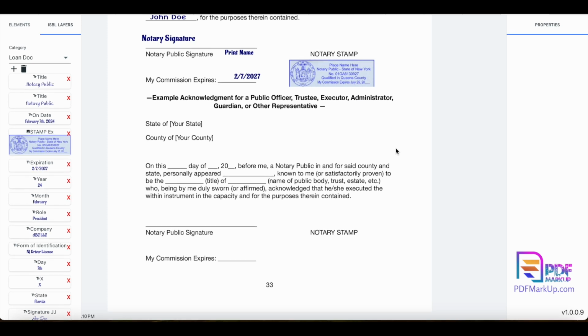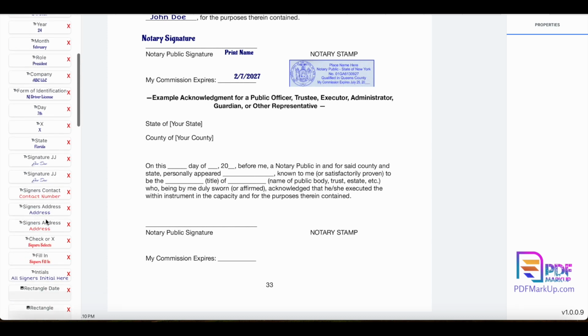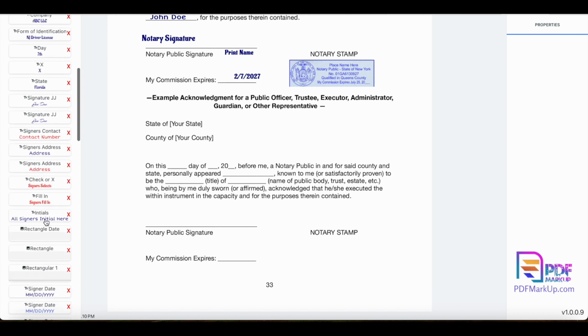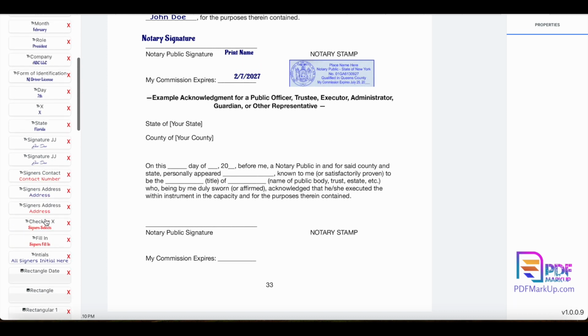The next example we're going to go over is the acknowledgement of a public officer, trustee, executor, administrator, guardian, or other representative. So, same thing. We're just going to fill this out because we don't want anyone to say, well, you left that out, so we didn't fill it out. But I'm letting you know, sometimes I'm going to skip through things just to keep these videos a little bit short.